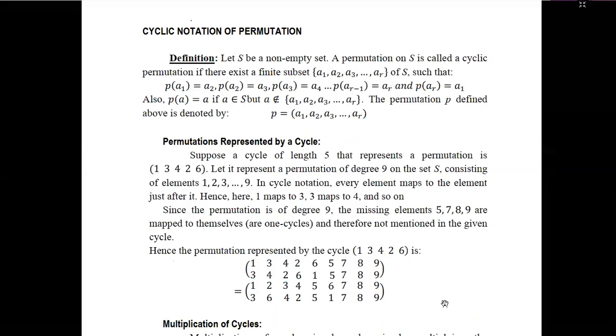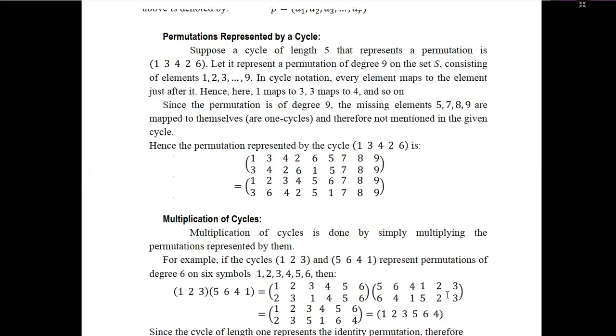Okay, now rearrange, writing in increasing order. This is 1, 1 goes to 3, then this is 2, 2 goes to 6, then 3 goes to 4, and 4 goes to 2, 5 is fixed, 6 goes to 1, 7 goes to 7, 8 goes to 8, 9 goes to 9. Okay, this cycle can be written in this form, or this permutation can be written in cyclic form.